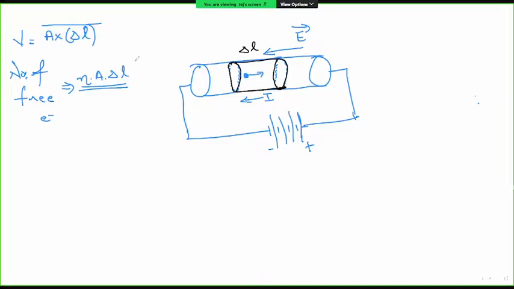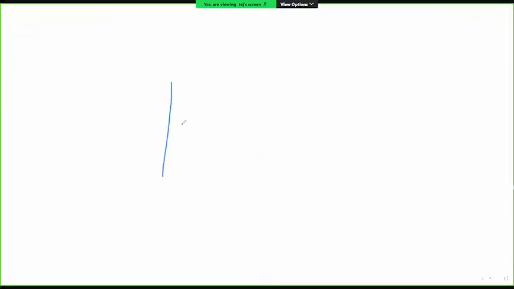Done. Now, where n is what? n is the number of free electrons per unit volume. So I'll write the meaning of n here. n is nothing but the number of free electrons. Now, why am I doing this? Because, okay, I'll give an explanation. Just imagine your college is there.